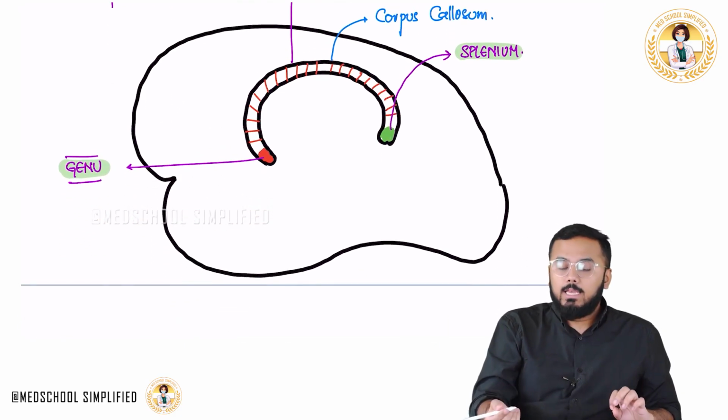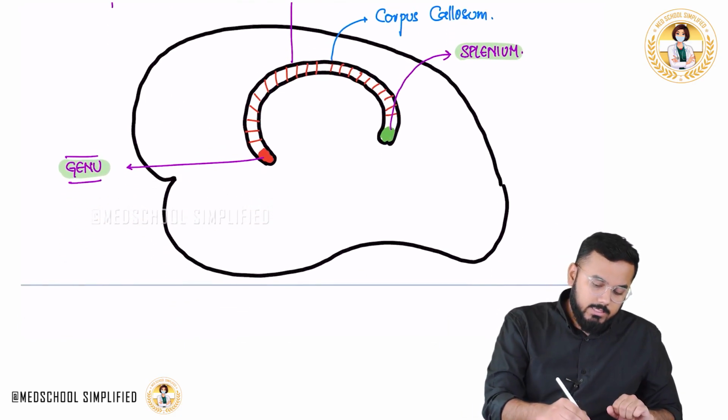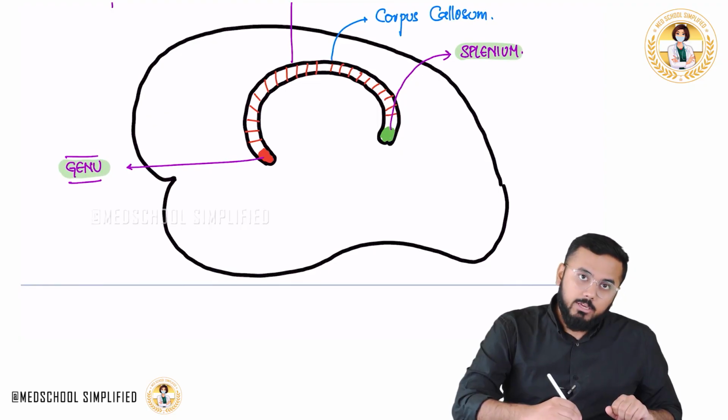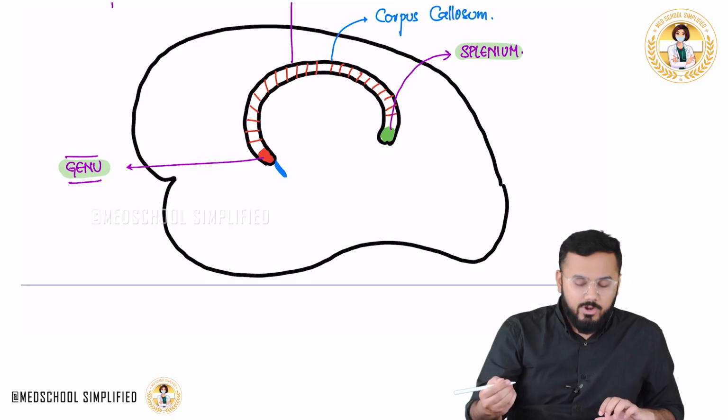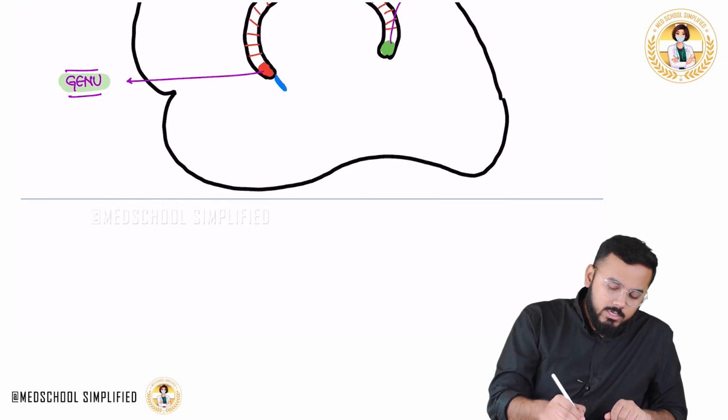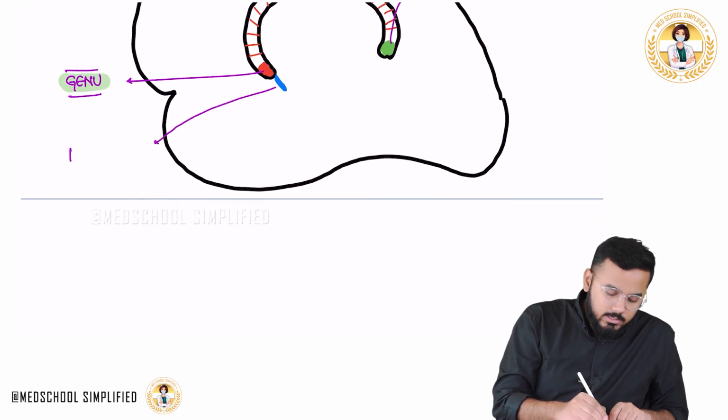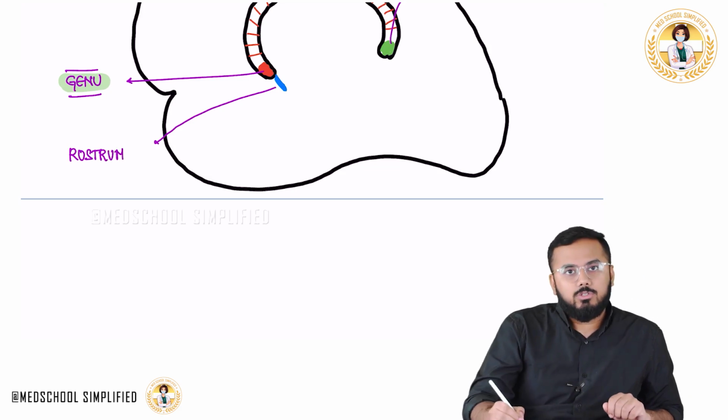Now, are there any other structures? Yes. For example, from the genu there is a structure that is hanging down like this. Okay, so this blue color structure which is hanging down is called a rostrum. What is this structure over here called? This is called a rostrum.